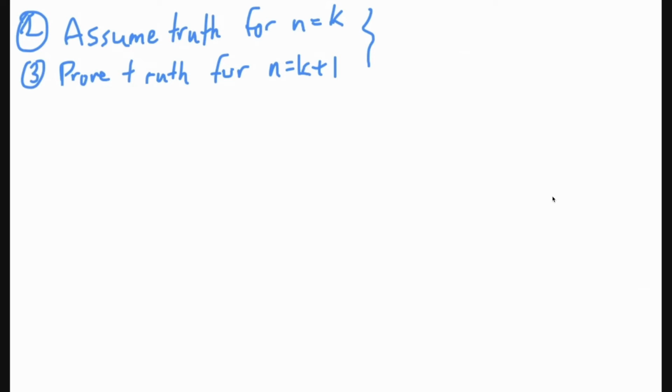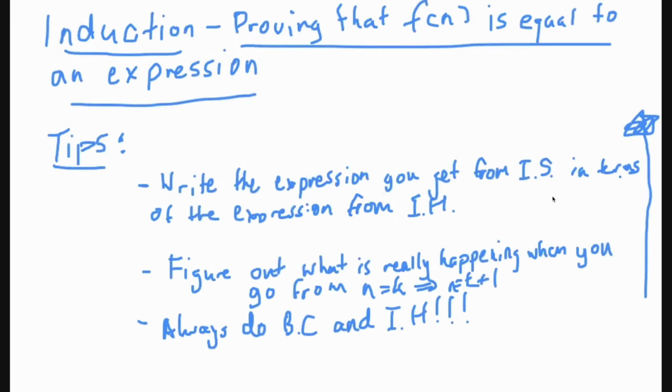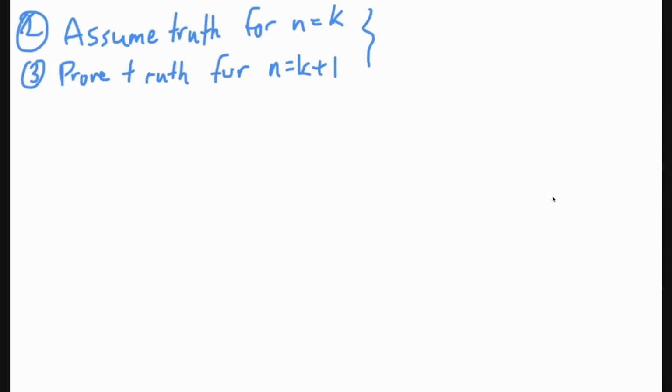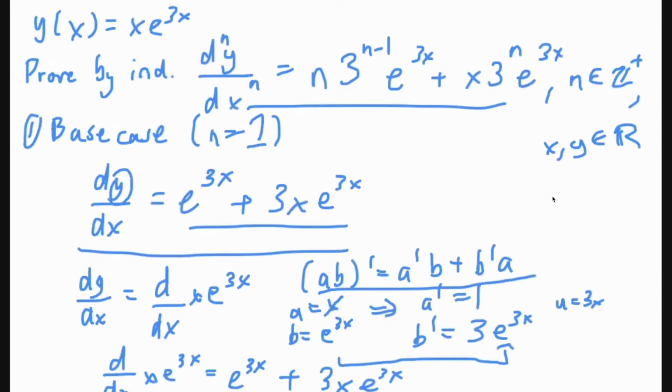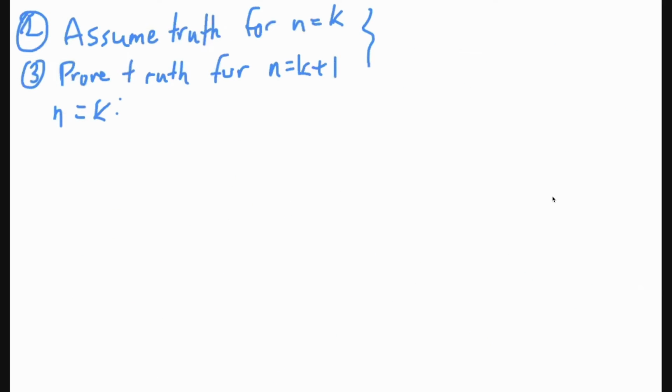Let's take a look at our second tip, which basically asks us to wonder what's really happening as we go from n is equal to k to n is equal to k plus 1. So when n is equal to k, I'll write it down here. What we can do is we can go into our original equation. Our original equation is this one, of course. And what we can do is we can substitute k as n. And we're just left with the equation d to the k, sorry, it's not d to the k.